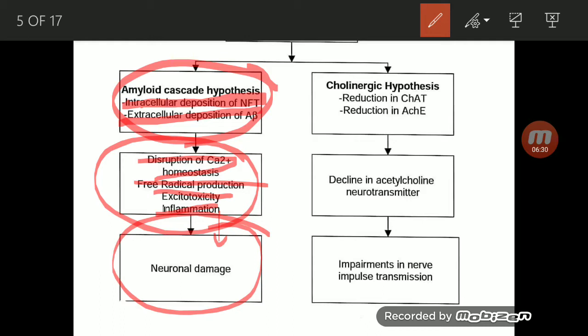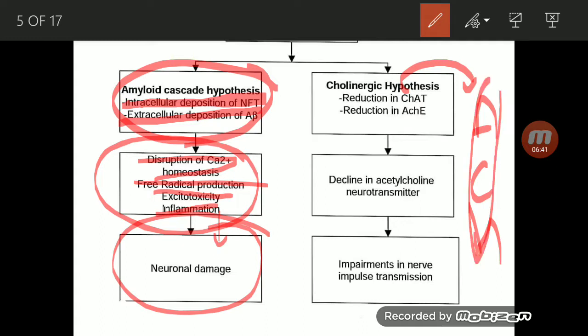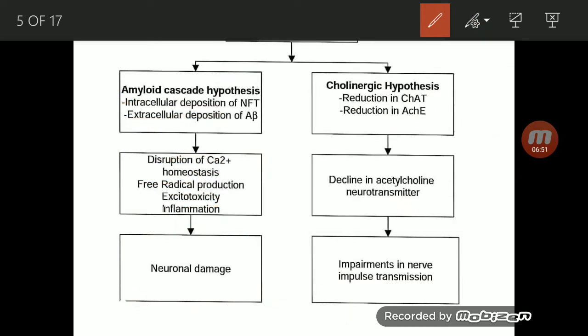Whereas when we talk about the cholinergic hypothesis, this basically has to do with the neurotransmitter acetylcholine. Acetylcholine is a neurotransmitter which plays a vital role in memory and cognition of a person. Generally, for the cholinergic hypothesis, there is reduction in choline acetyltransferase.